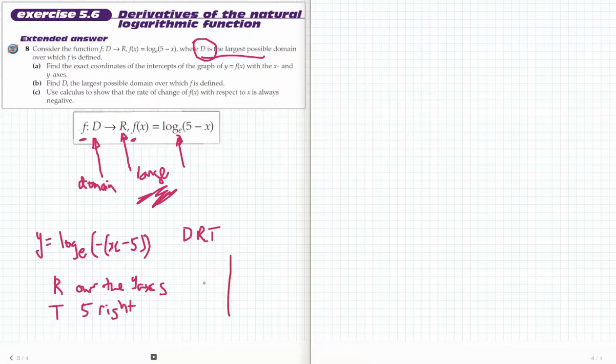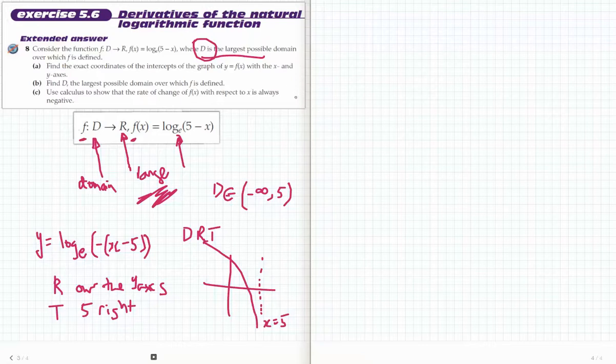So I've got an asymptote over here at x equals 5, and it's been reflected over the y-axis, therefore that's what my function looks like. So I can see straight away that domain D is going to be from negative infinity through to 5, not equaling 5, not equaling negative infinity. So that's what my domain D is.